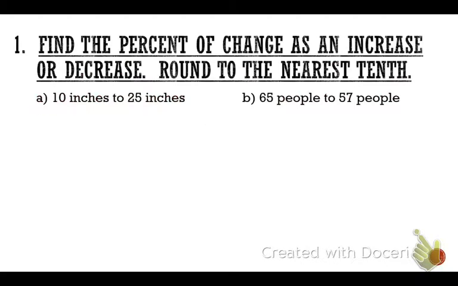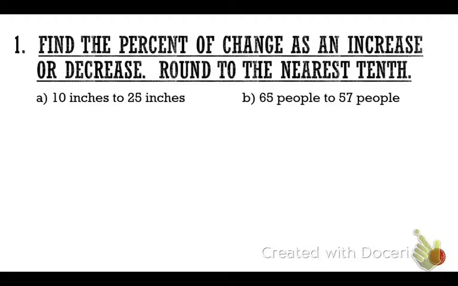All right, the instructions for number 1 say to find the percent of change as an increase or a decrease, and then round to the nearest tenth. So we've got something that's 10 inches and it grows to be 25 inches. What could we have that grows like that? A pet dog. Okay, so maybe there could be a dog that's 10 inches long. So maybe when it was a puppy, it was 10 inches long, and it grew to be 25 inches long, all right? So the first thing we're going to start with is our original formula.